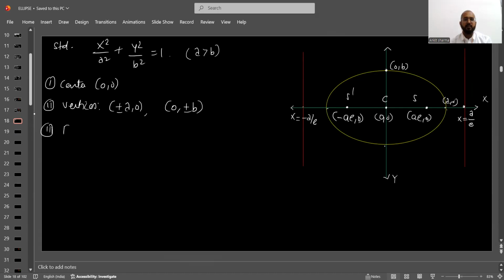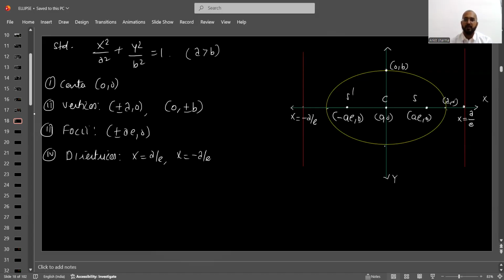And then we have here the foci. So foci here is what? Plus or minus ae comma 0. And then the directrices. So the directrices are x is equal to a by e and x is equal to minus a by e. These are the two directrices here.